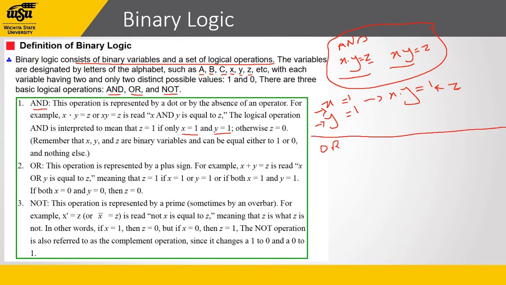The OR operation is represented by a plus sign, and we call it X or Y. So for this case, when either of X or Y is 1, the result of this OR operation is 1.